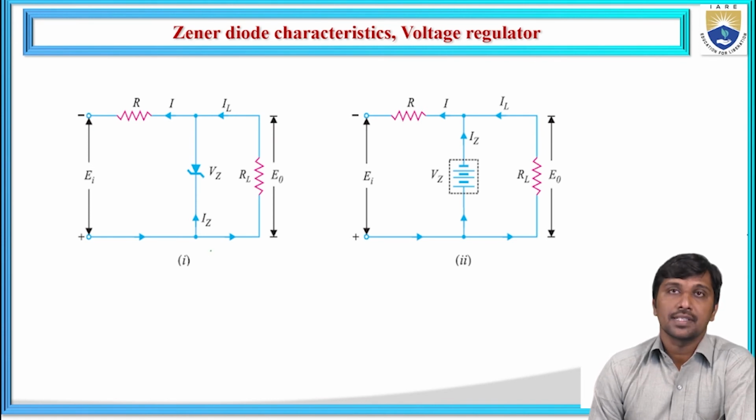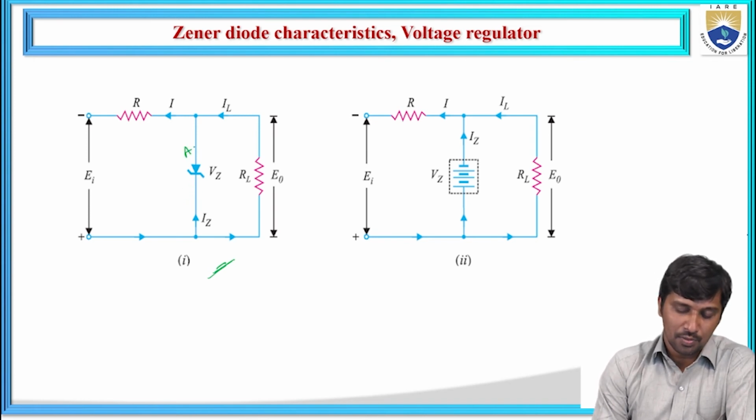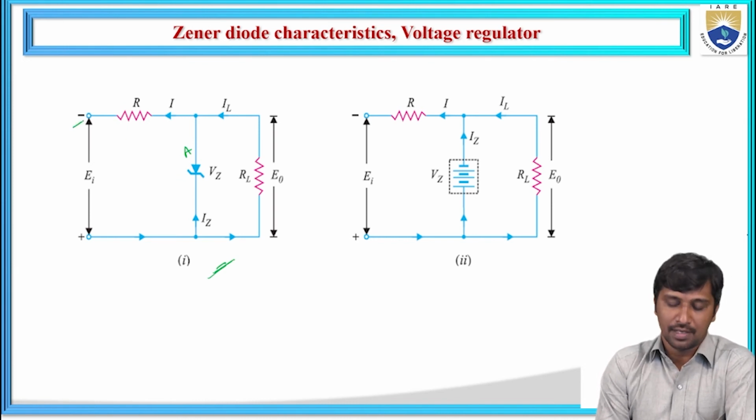Let us consider two circuits to satisfy the voltage regulator. We have two resistances here: one is the input resistance R, and another is the load resistance, also called the output resistance. In the first diagram, I connected the Zener diode in the reverse bias direction, meaning the anode of the Zener diode is connected to the negative pole of the battery, and the cathode of the Zener diode is connected to the positive pole of the battery.